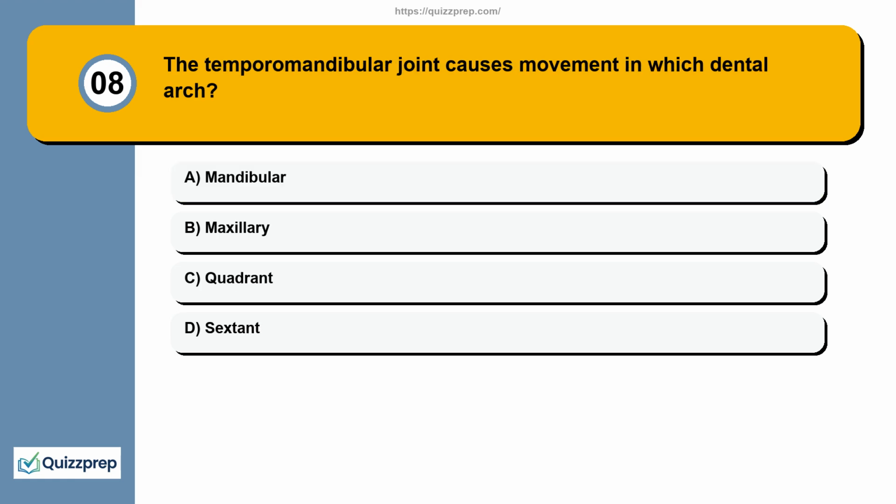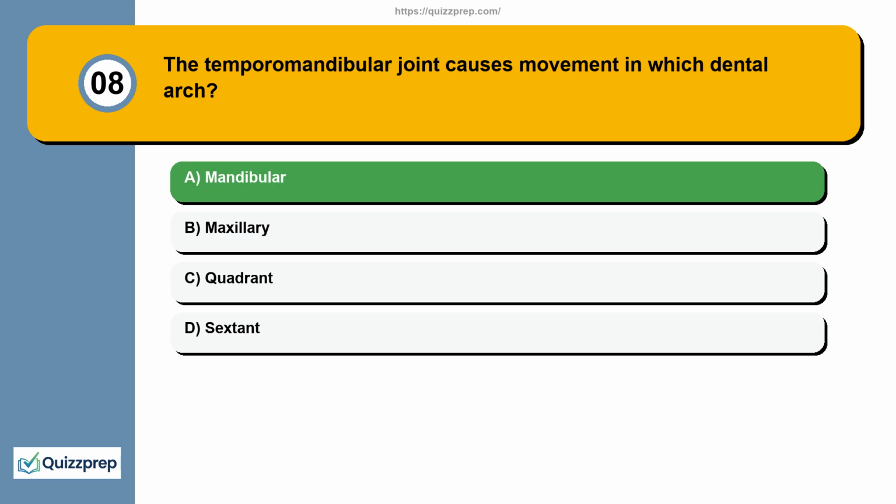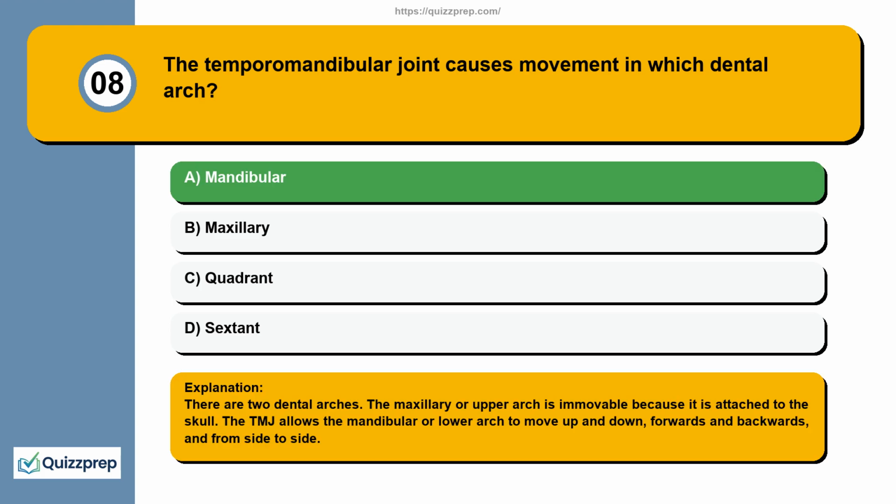Question 8. The temporomandibular joint causes movement in which dental arch? Mandibular, maxillary, quadrant, sextant. There are 2 dental arches. The maxillary or upper arch is immovable because it is attached to the skull. The TMJ allows the mandibular or lower arch to move up and down, forwards and backwards, and from side to side.